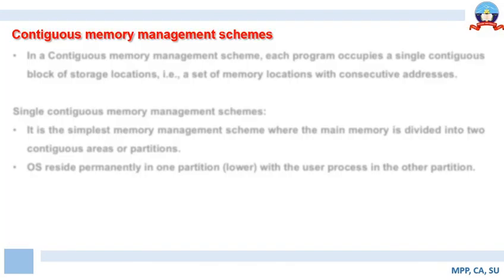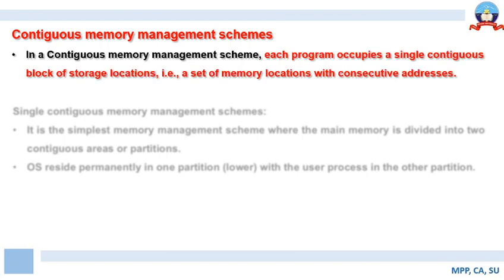Now let us talk about the contiguous memory management scheme. In the contiguous memory management scheme, each program occupies a single contiguous block of storage location, that is, a set of memory locations with consecutive address values. Now let us try and understand the single contiguous memory management scheme.